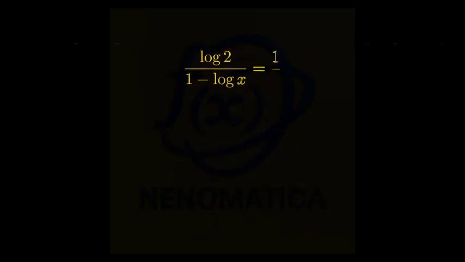Example 1. We begin with the equation: the log of 2 divided by 1 minus log of x equals 1/3. Now, we will follow the provided sequence of algebraic steps exactly, explaining each rule on the way. Step 1. Cross multiply. We get 1 minus log of x equals 3 times log 2.